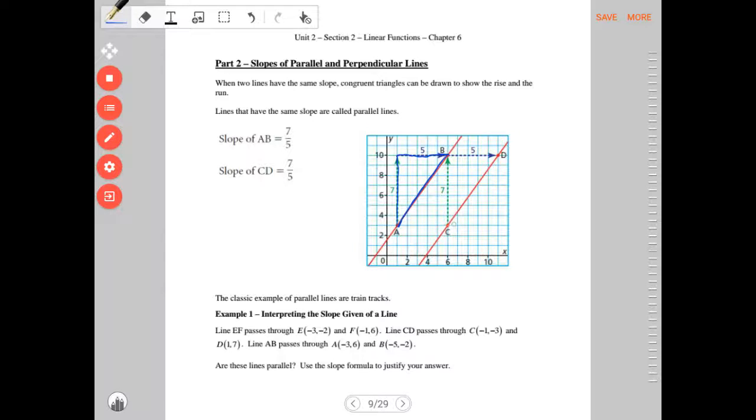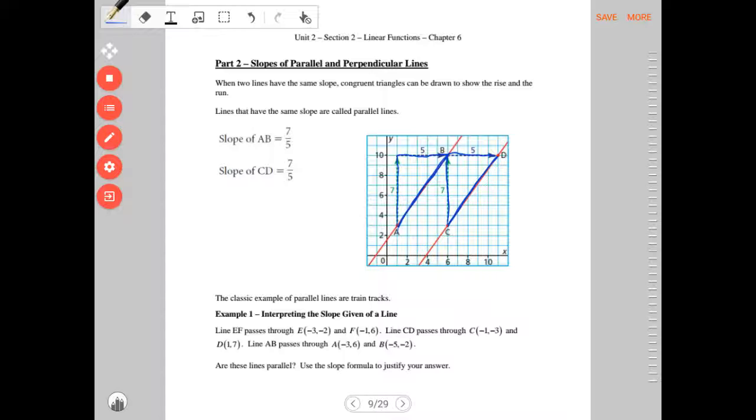When two lines are parallel, we can draw the triangle on the other line, and look, those triangles are exactly the same. They have a rise of 7, a run of 5, and of course if we use Pythagorean theorem, 7 squared plus 5 squared is going to be whatever that line is, and it's going to be the same on that triangle. So we have congruent triangles.